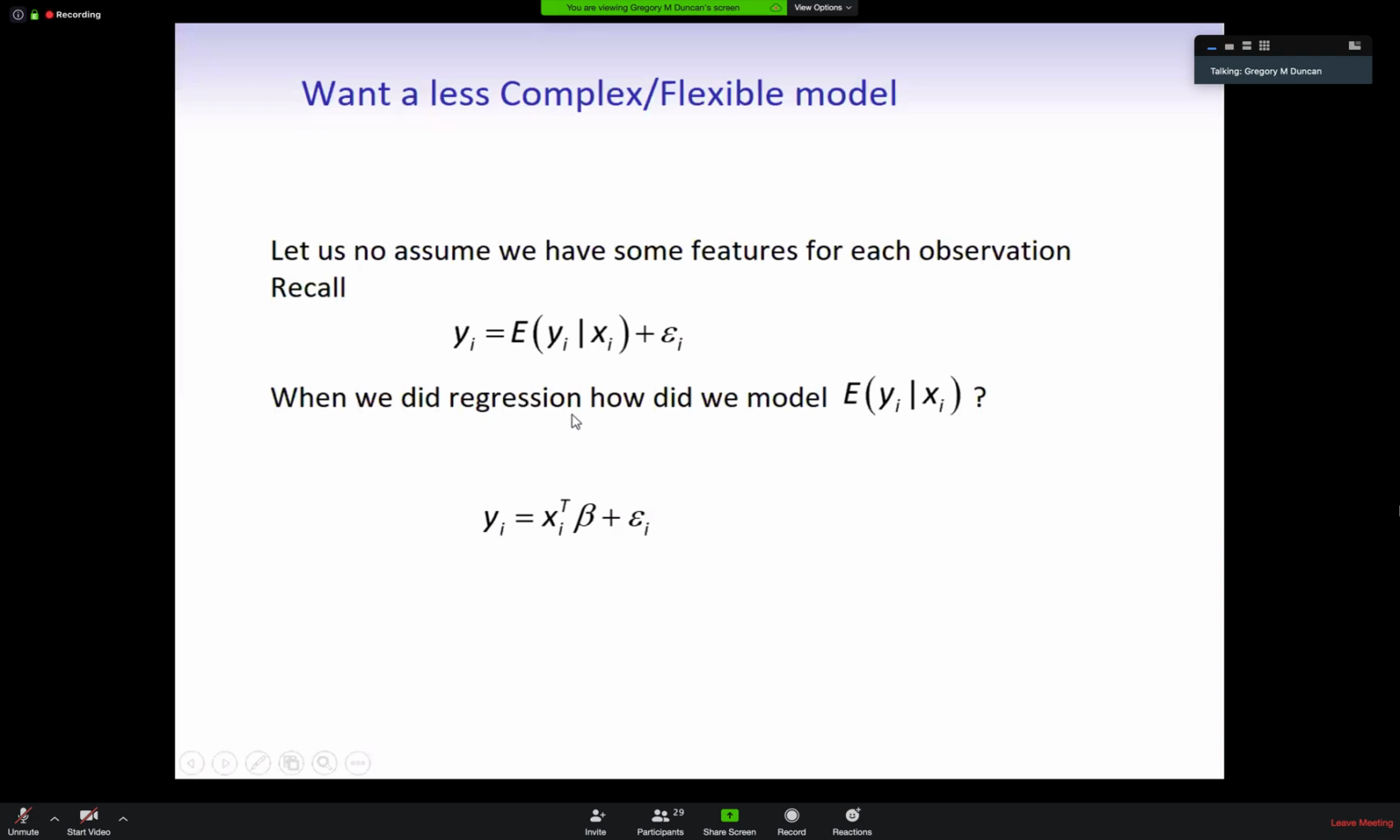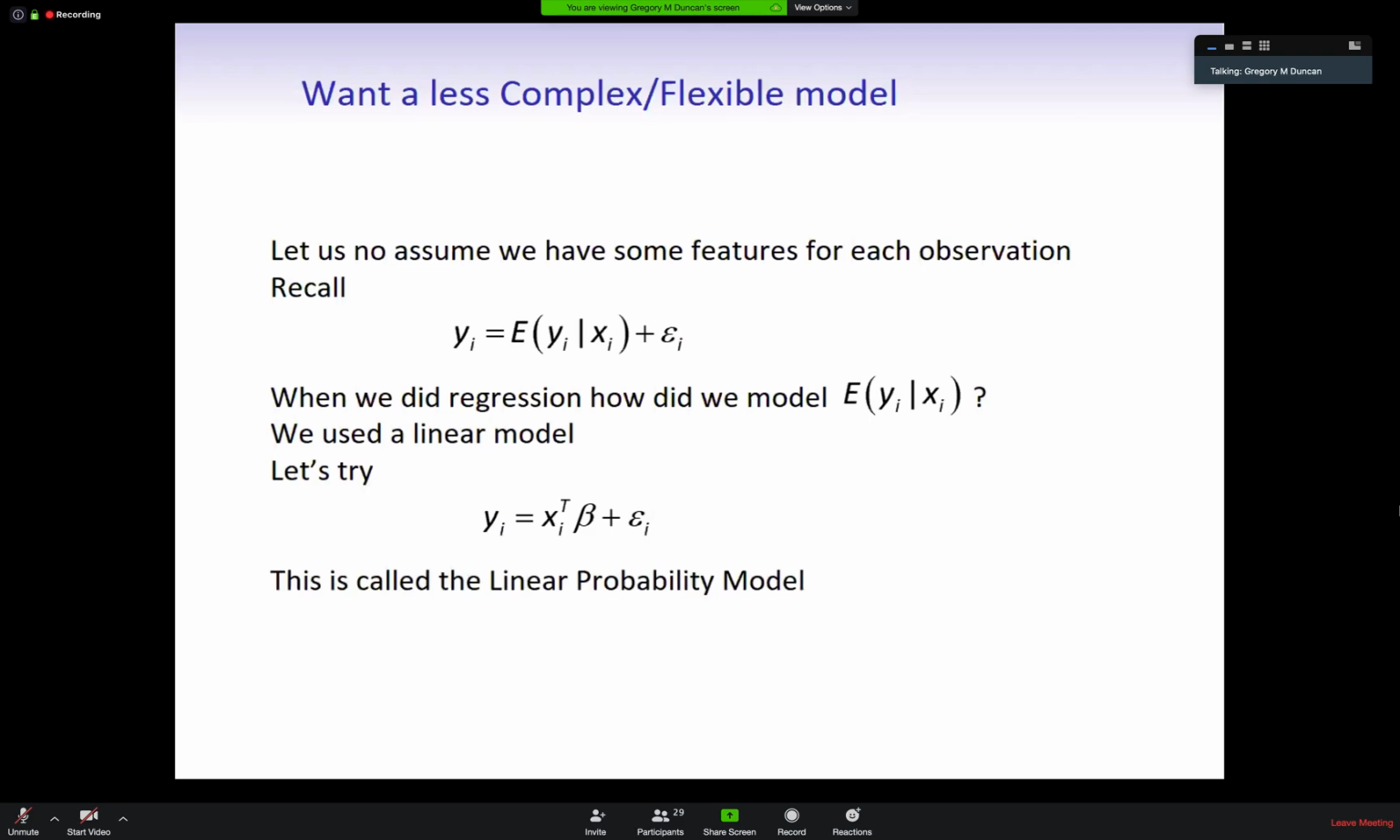When we did regression, how did we model the expected value of y given x? We wrote it as yi equals xi transpose beta plus an error. That is, we used a linear model to predict the expectation. So let's try that. This is called the linear probability model.